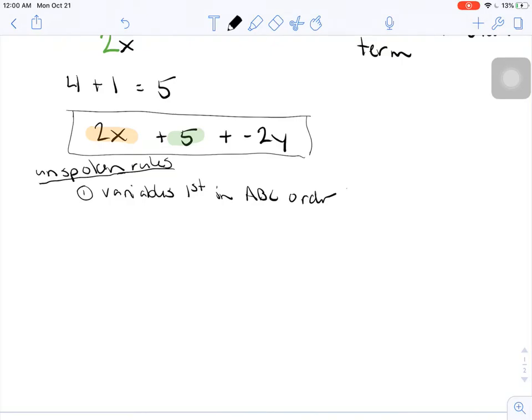So that means our constant term will always be last. And a lot of times when we're writing things out, we also try to avoid double signs. So we'll talk about that in just a second.